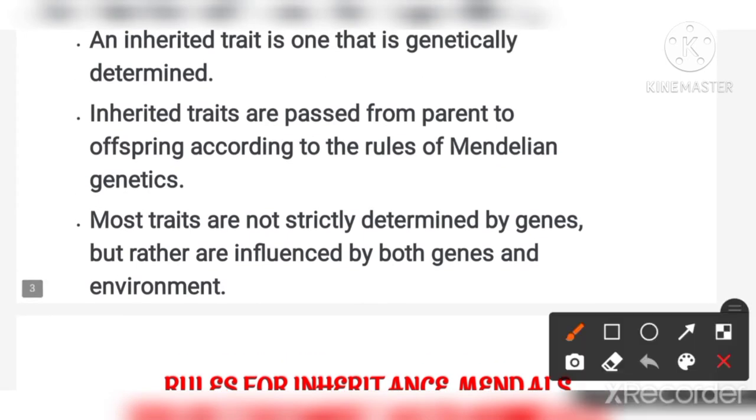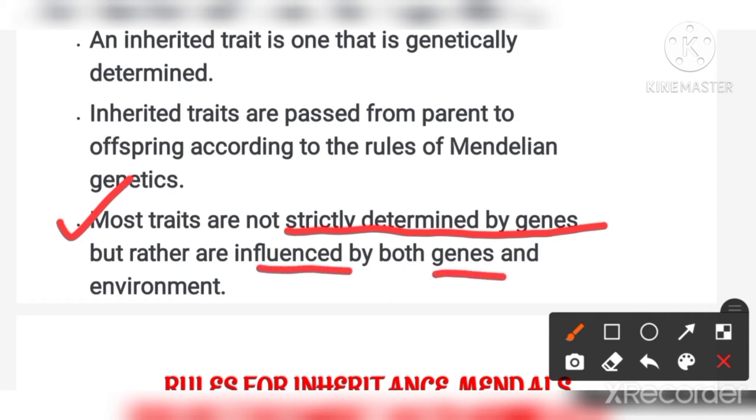The next concept is, most traits are not strictly determined by genes but rather are influenced by both genes and environment. Strictly determined by genes means a few traits have to come that way only, there is no change at all. But a few are influenced by both genes and environment. A general example of this is iris color.